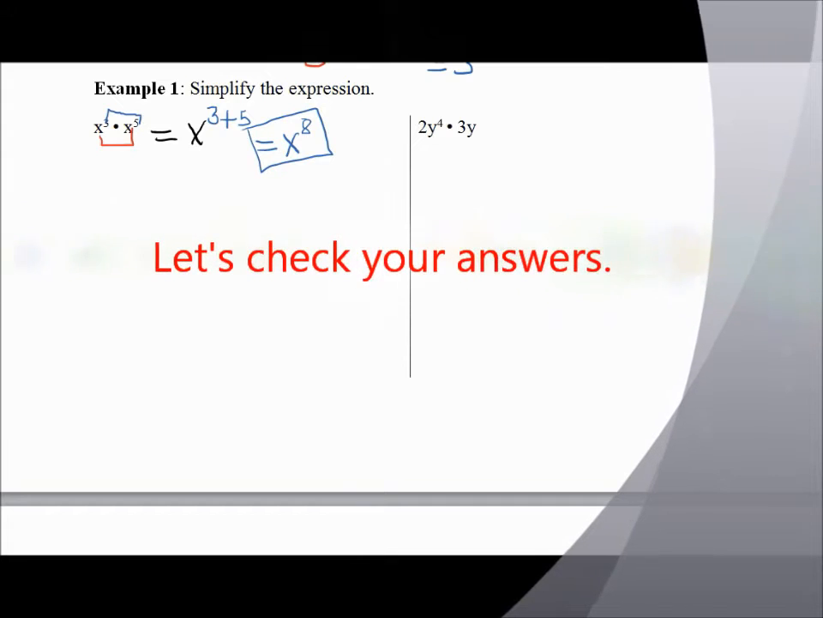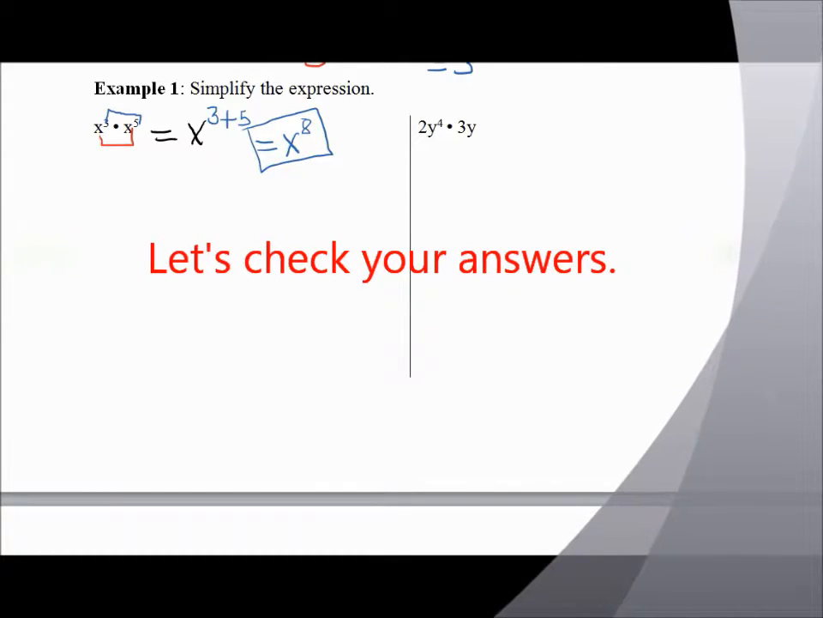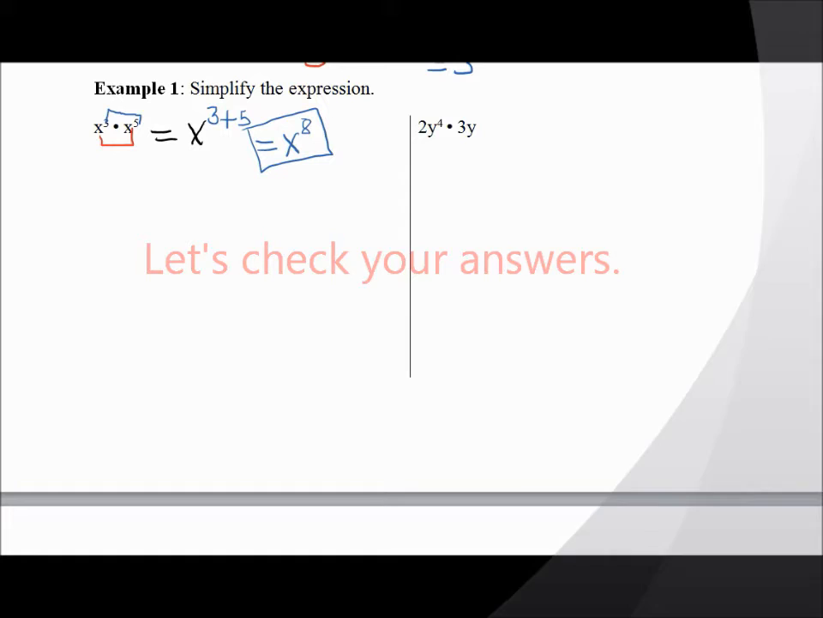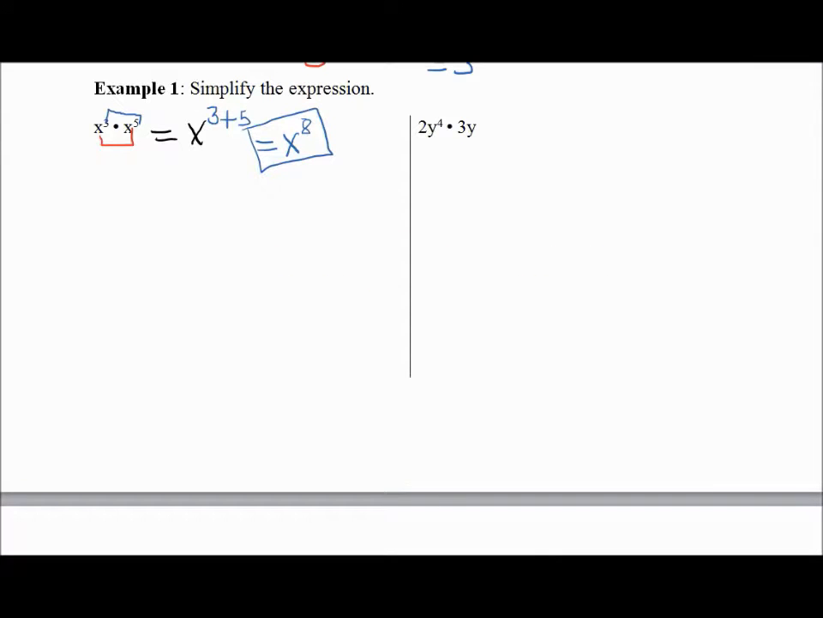Okay, if you've restarted your video, that means you're ready to check your answers. So let's look at the next problem. It's 2y to the fourth times 3y. This time I'm not going to regroup everything for you. I'm just going to go ahead and multiply it out, okay? Because at this point, you should have had enough practice and you're checking your answers.